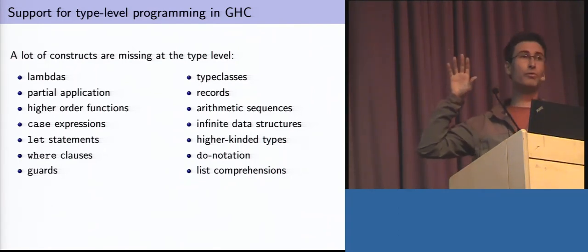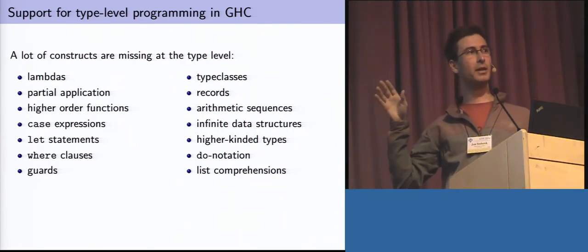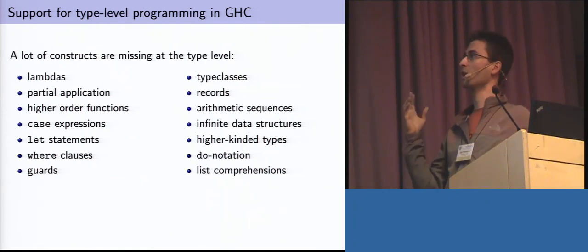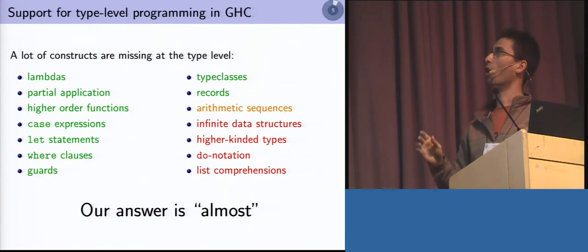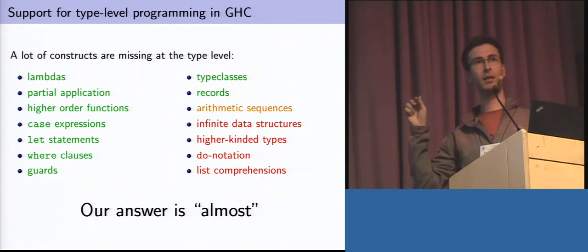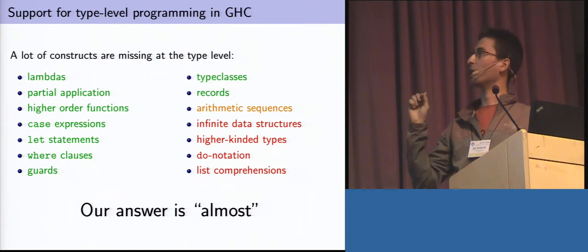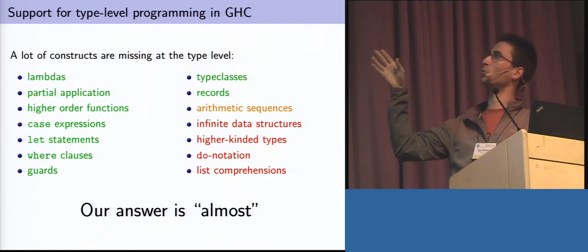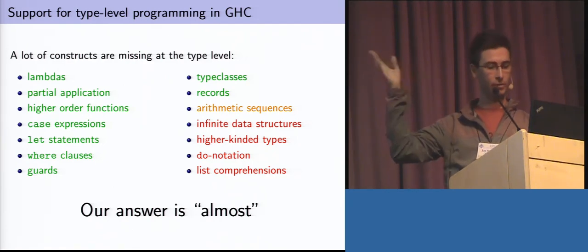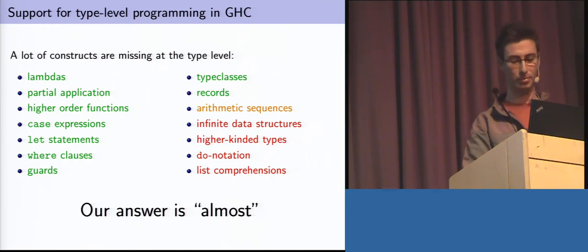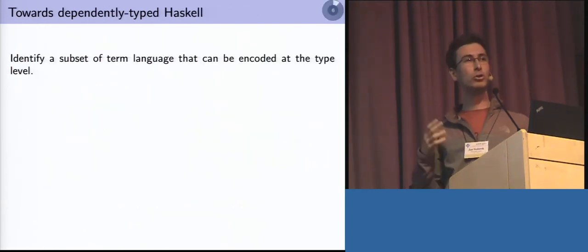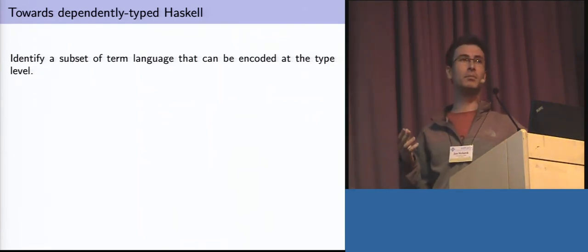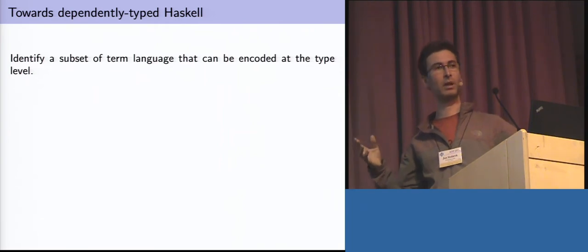And so these are missing from the type-level language, and yet in our research we have found out that the answer to our question of are we there yet is almost. That is, almost all these constructs can be effectively encoded in the type-level language available in GHC today. There are some features that work partially and some that don't work at all, and this will also be discussed later in the presentation. So our major contribution here is identifying a subset of the term language that can be encoded in the type-level language that we have available today.